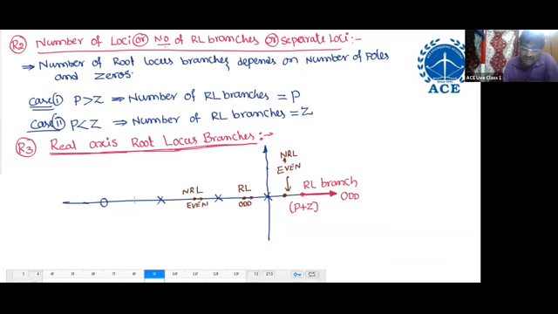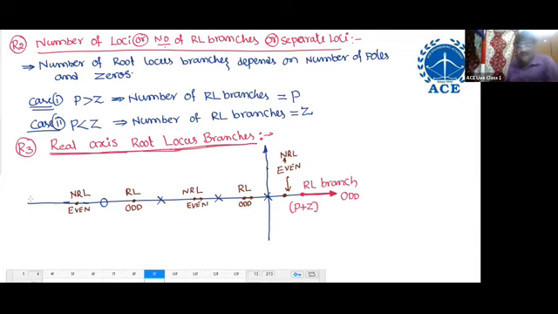So next, take a point here, count 1, 2, 3, odd. Odd means there exists the root locus. Take a point, count right. 1, 2, 3, 4. 4 means even. Even means what? No root locus. That's all.